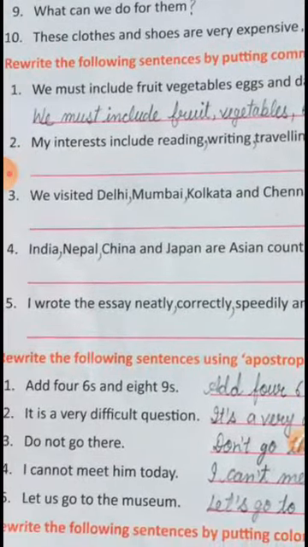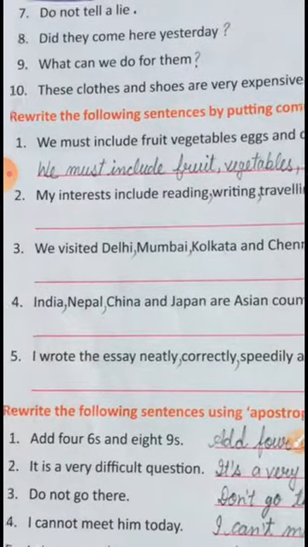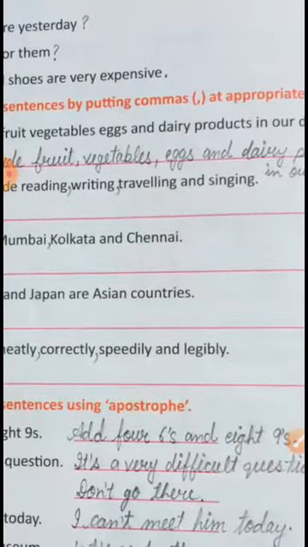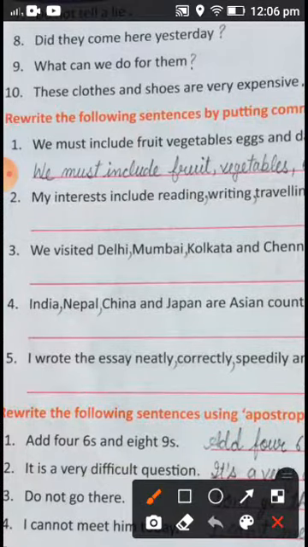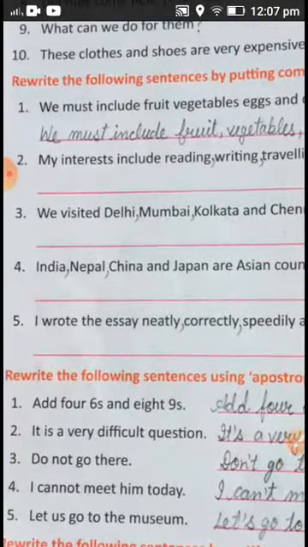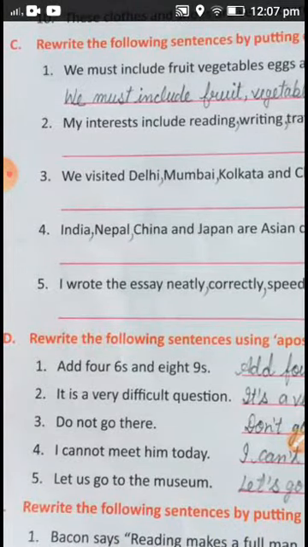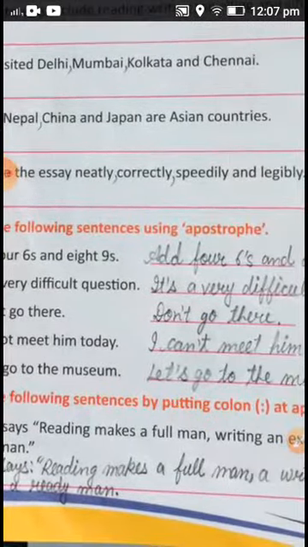You can see the commas wherever I have already put. So first one, you must include fruit, vegetables, eggs and dairy products in your diet. Here you can see we must include fruit, comma, then vegetables, comma, likewise eggs and dairy products in our diets. Likewise in the second sentence, after reading, after writing; in the third sentence after Delhi, Mumbai; then in the fourth after India, Nepal; then in the fifth one you have to put a comma after neatly, correctly.